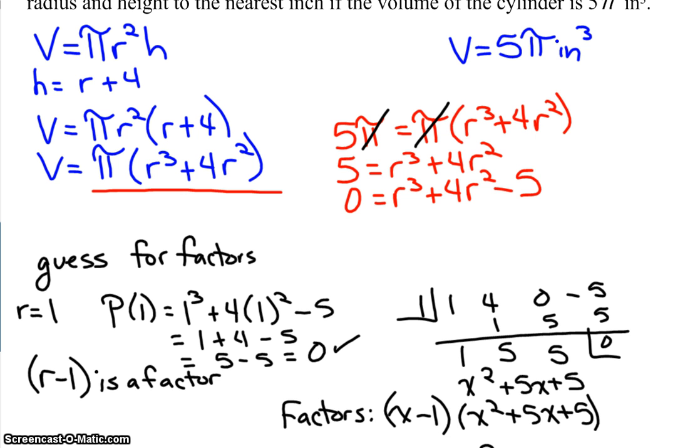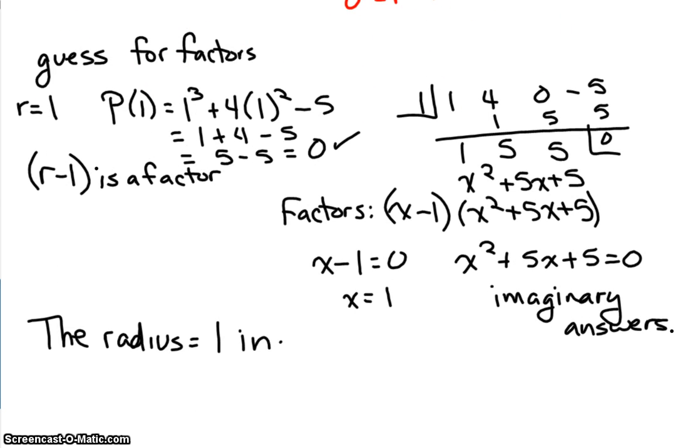I did the synthetic division and came up with x squared plus 5x plus 5 as the remaining factor. Set that equal to 0. I knew that x squared plus 5x plus 5 was going to give me imaginary answers. There are not two numbers that multiply to 5 that will also add to 5. So the only answer that was valuable was x equals 1. That meant the radius was 1 inch. This concludes your lesson on remainder and factor theorem.